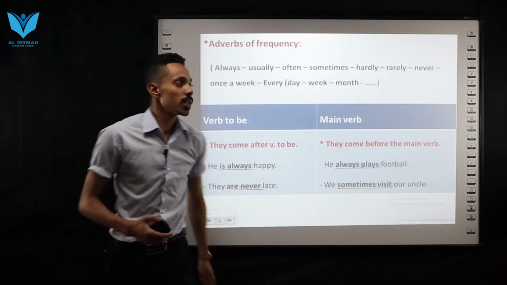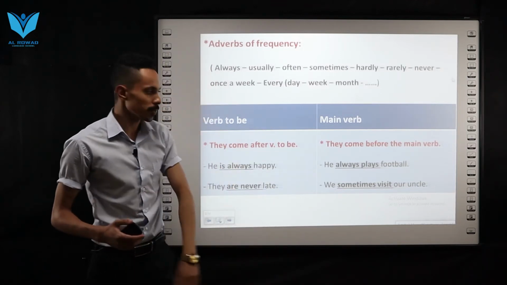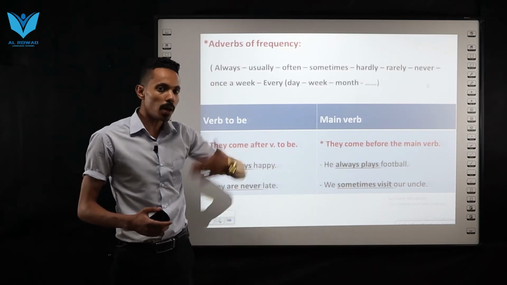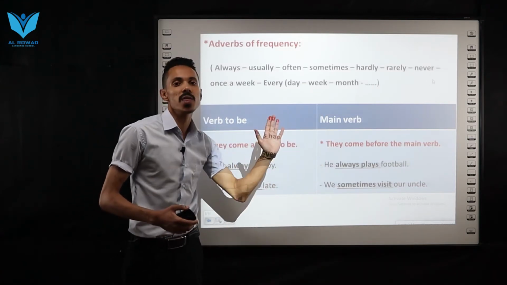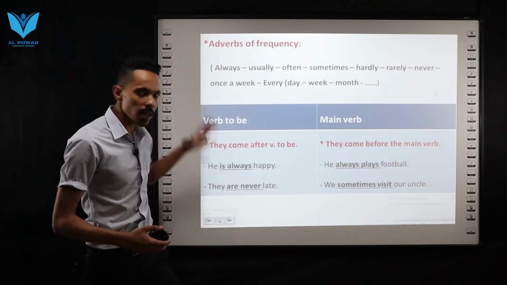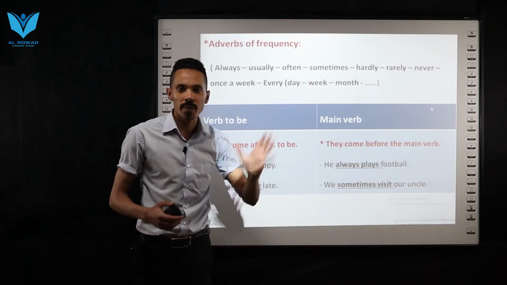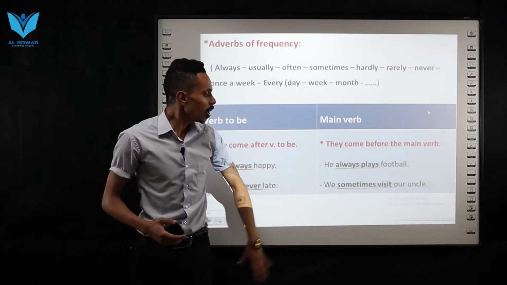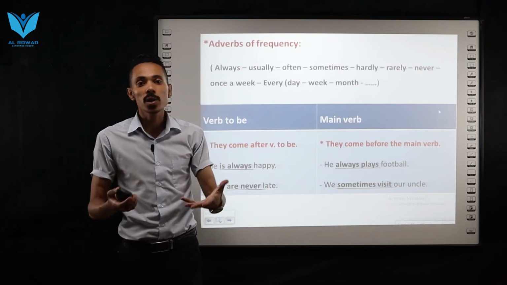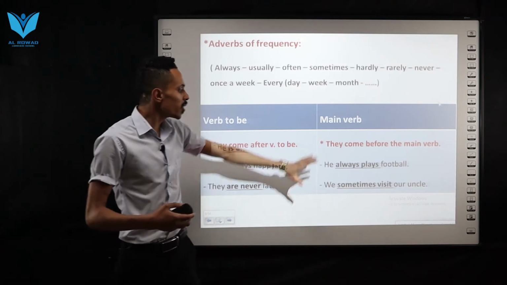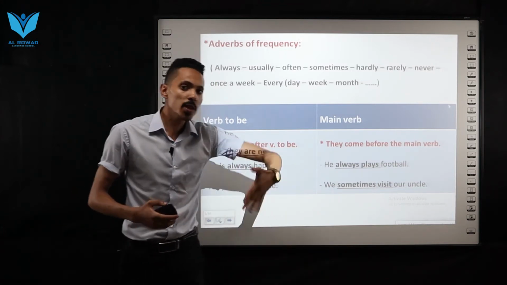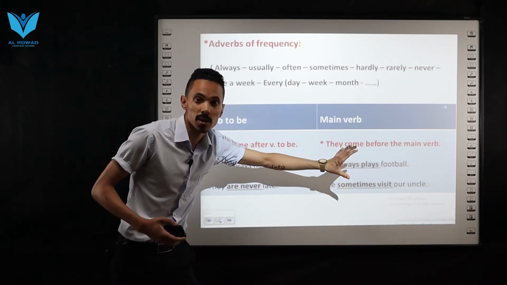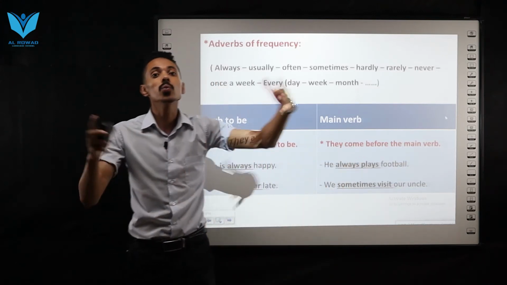Doesn't happen. So here, for the main verb, if you look at this sentence, you will find the adverb of frequency is before the main verb. So it comes after the verb to be and before the main verb. For example here, he always plays football. Always here shows me and you the degree of the repetition of the habit, the verb present simple plays is always.